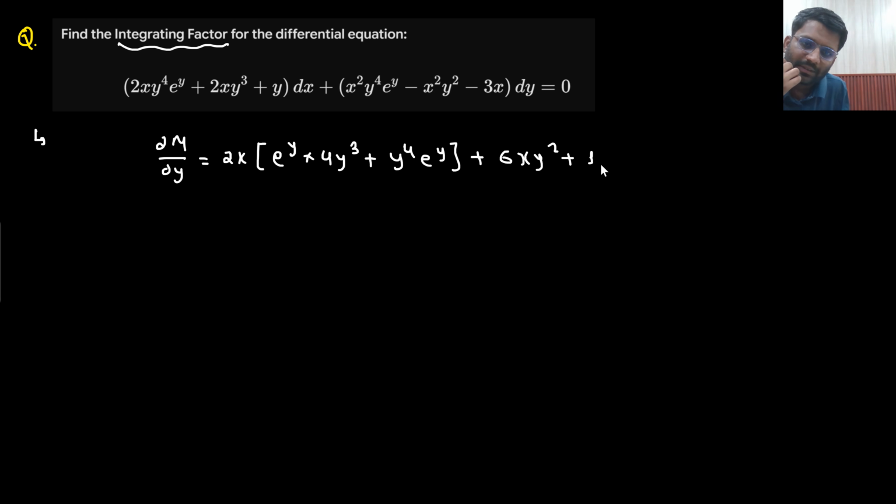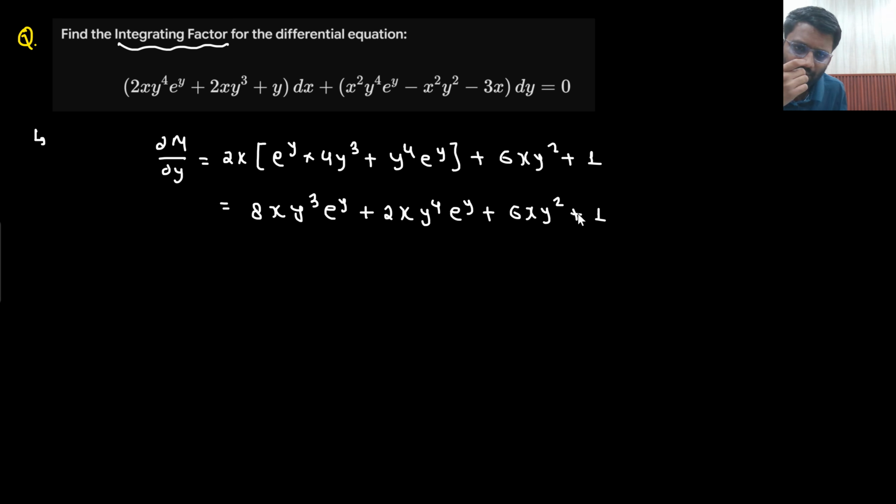6xy square plus 1. This is what we are getting, right? So let me write it down in a good way. 8xy cube e to the power y plus 2xy to the power 4 e to the power y plus 6xy square plus 1.